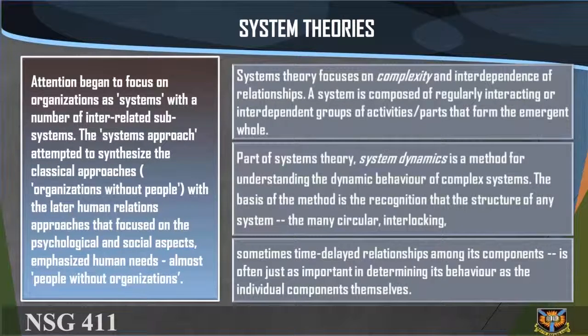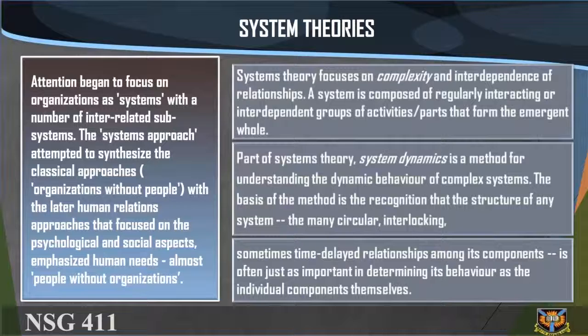System theories. Attention began to focus on organizations as systems with a number of interrelated subsystems. The systems approach attempted to synthesize the classical approaches, organizations without people, with the later human relations approaches that focus on the psychological and social aspects, emphasize human needs, almost people without organizations. Systems theory focuses on complexity and interdependence of relationships.